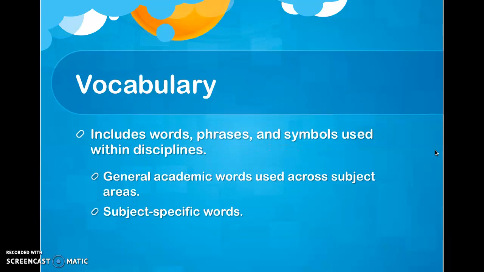The vocabulary includes the words, phrases, and symbols used within disciplines. There's a difference between general academic words, which are used across all subject areas, and subject-specific words, which basically means what that word means in that specific subject area. For instance, in English, when we say to analyze a poem, it's geared towards how you will address that.